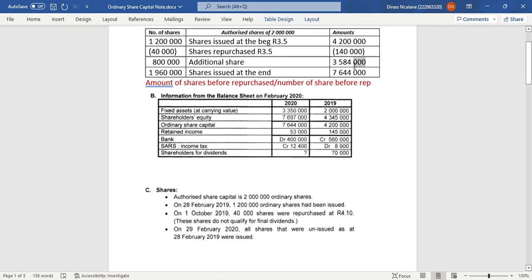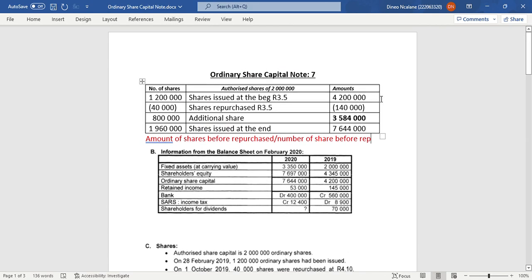Let me put that in bold to indicate that this is the final amount that we got after doing our notes. So this is your note, which is note number 7, the ordinary share capital. Now we are going to do note number 8, which is the retained income.